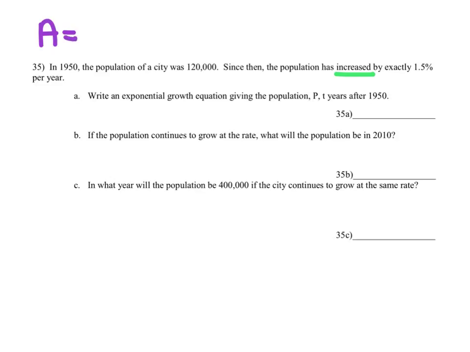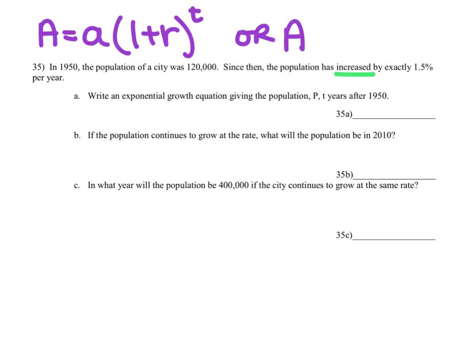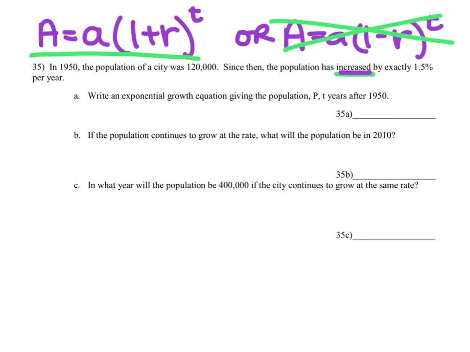A equals little a, parentheses 1 plus r to the t, or you're going to use A equals little a, parentheses 1 minus r to the t. So the plus r is for growth and the minus r is for decay. For this problem, we're increasing, like I said. So we are going to get rid of the decay formula and we're going to use the formula for growth. For population problems and literally anything that is not involving money, this is the formula we're going to use.